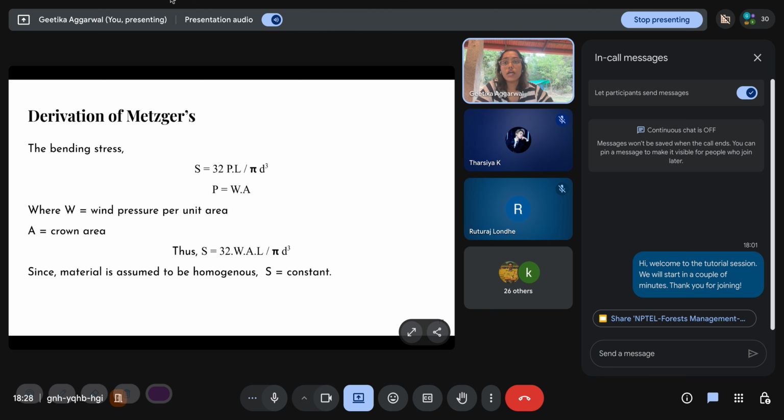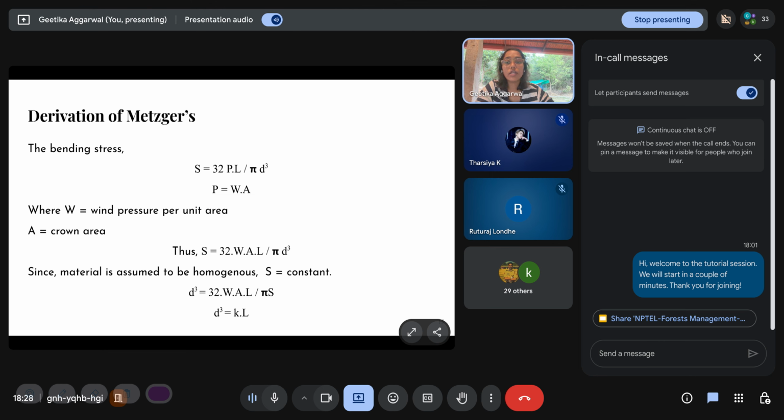So it leaves you that d cube is equal to 32 into W into A into L divided by pi s, where everything is a constant except for L. So d cube is basically related to L. As we talked about in the first slide, where we are comparing the diameter with the height, this is talking the same. It's comparing the diameter with the length or the height of the tree. So, this is what is going on here also.